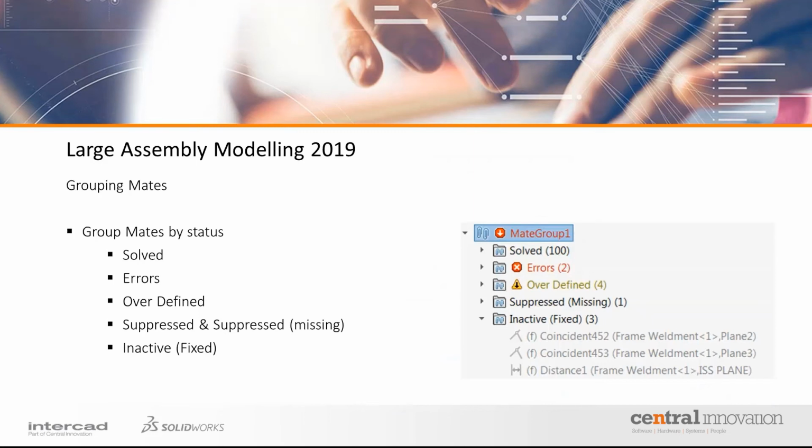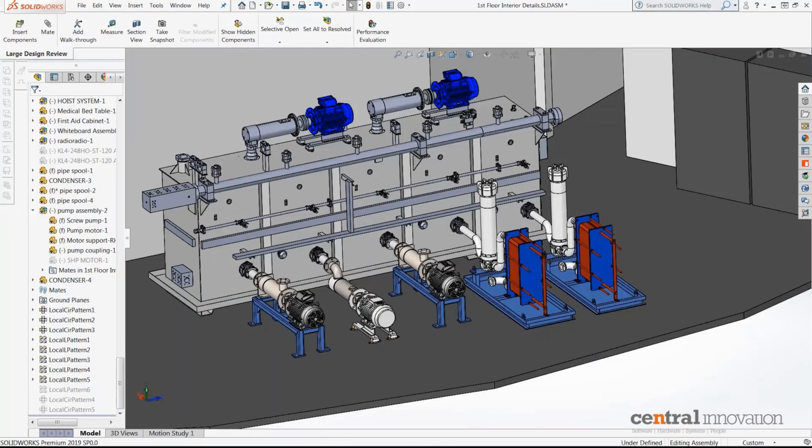So we've got the ability now to group mates by status. So we can see them if they've been solved, if they're in an error or over-defined state. We can see them if they've been suppressed, or if the file is actually missing. We can also see if there are any inactive mates, in this case if they've been fixed. So switching back to SOLIDWORKS 2019, let's just close this file off for now.